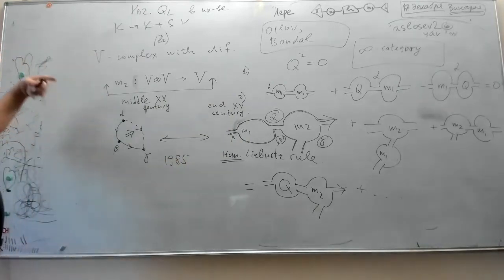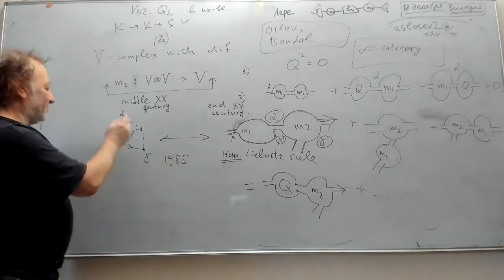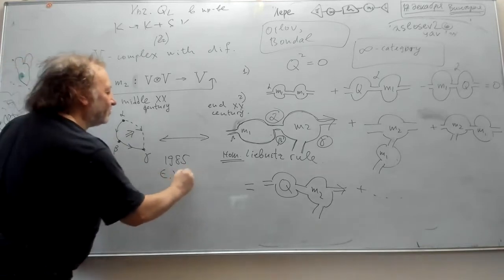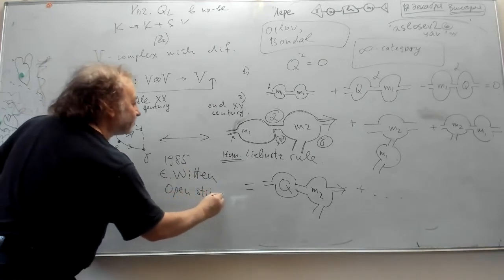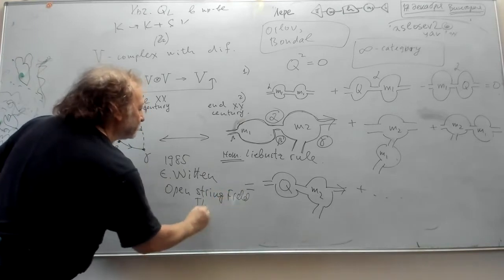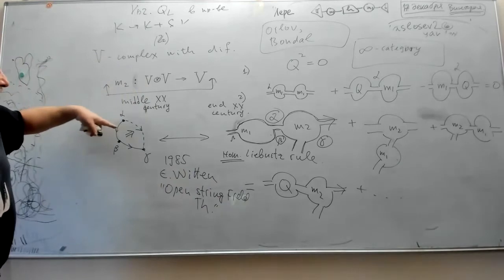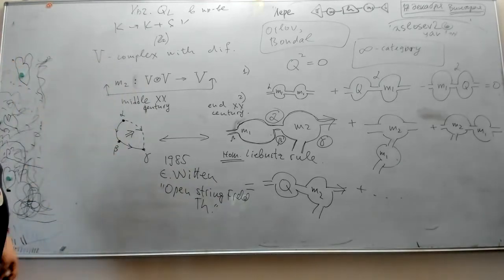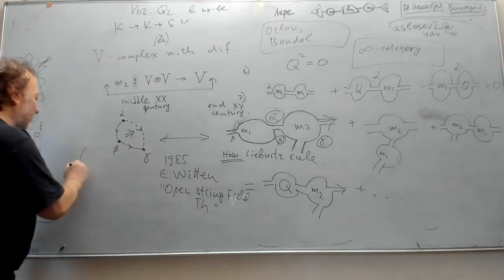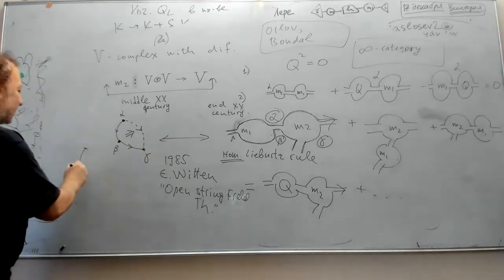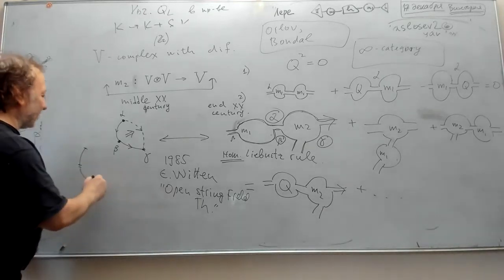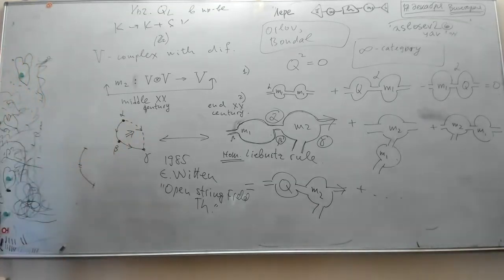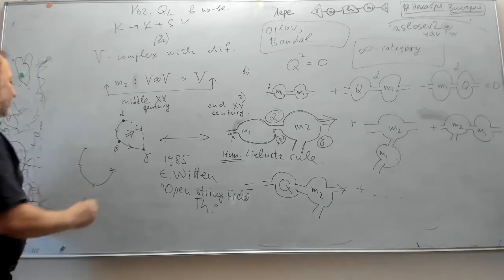1985, Edward Witten was thinking about strings. Edward Witten, paper, open string theory. He was not only thinking in this way, that's what he wrote. For him, the string was an interval, and then you join it like this. And then he was trying to draw out this curve like this.